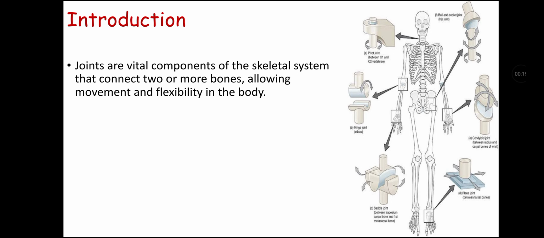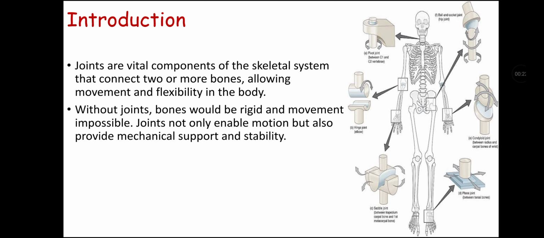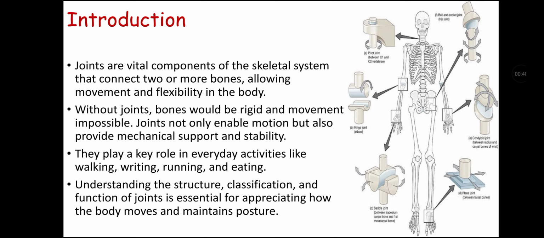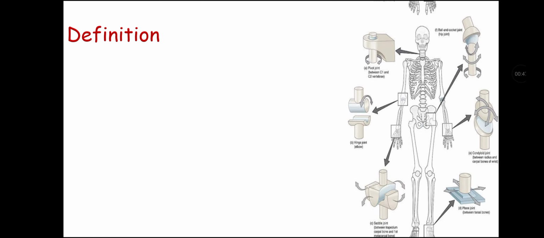Joints are vital components of the skeletal system that connect two or more bones, allowing movement and flexibility in the bone. Without joints, bones would be rigid and movement would be impossible. Joints not only enable motion but also provide mechanical support and stability to the skeleton. They play a key role in everyday activities like walking, writing, running, and eating. Understanding the structure, classification, and function of joints is essential for appreciating how the body moves and maintains posture.